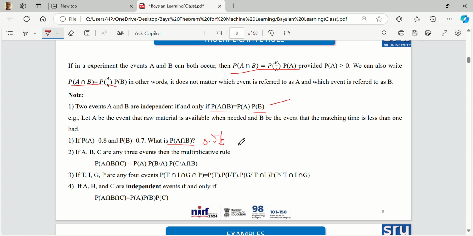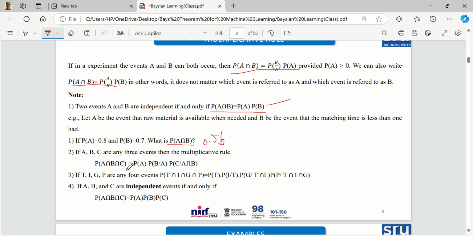Now if A, B, C are three events, then the multiplicative rule is probability of A intersection B intersection C is equal to probability of A into probability of B given A into probability of C given A intersection B. That is, probability of A is independent, probability of B depends on A, and probability of C depends on A and B. You can interchange any of them; the result will be the same.